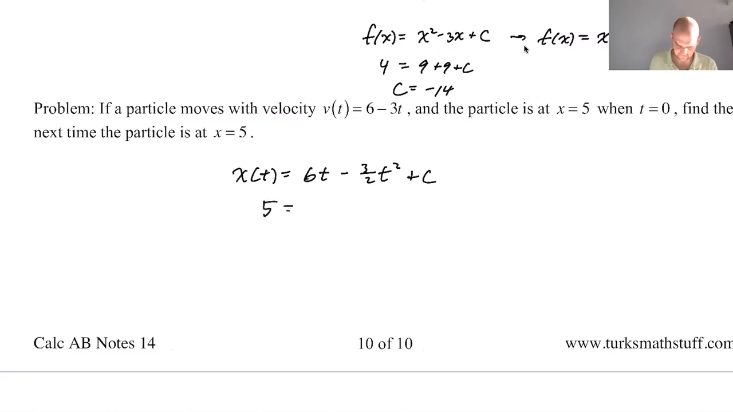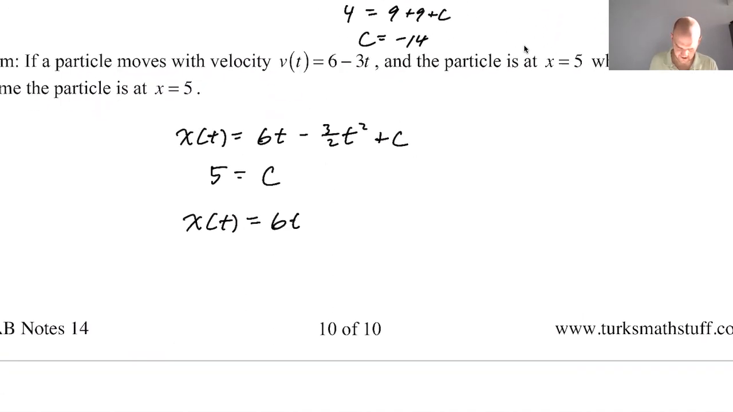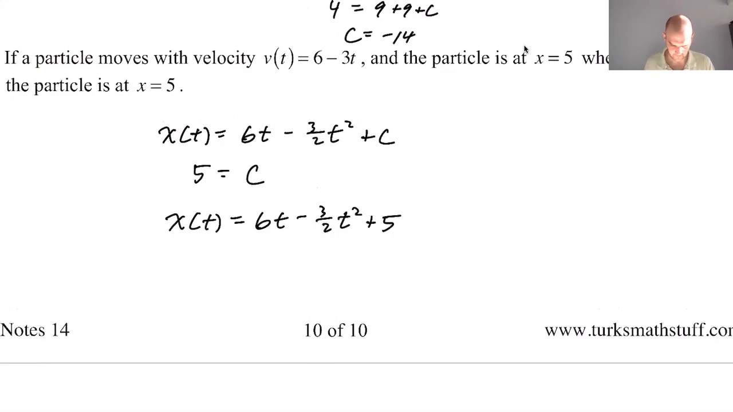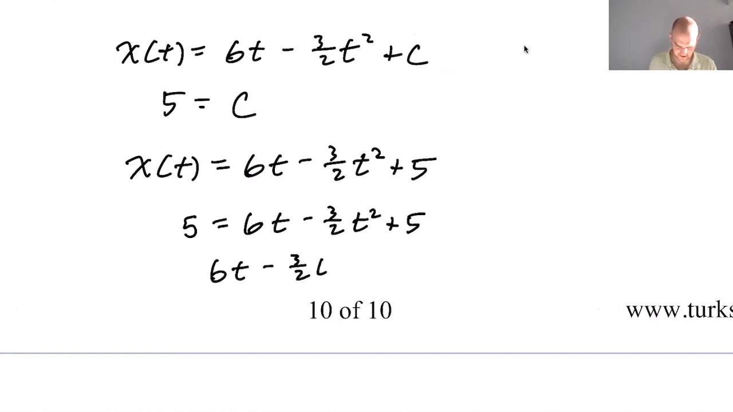So 5 is equal to c. All right, well, that was 6. X of t is 6t minus 3 halves t squared plus 5. So I'm going to set that equal to 5 and try to solve. I know one solution is 0. So 5 equals 6t minus 3 halves t squared plus 5. So you end up with just 6t minus 3 halves t squared equals 0.